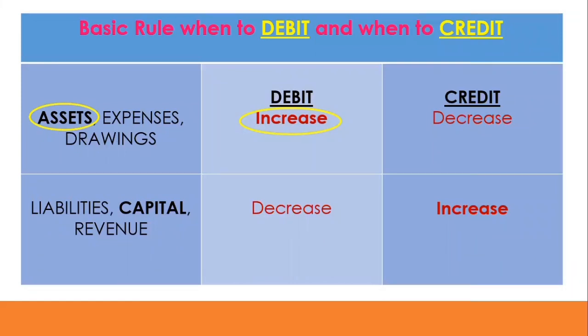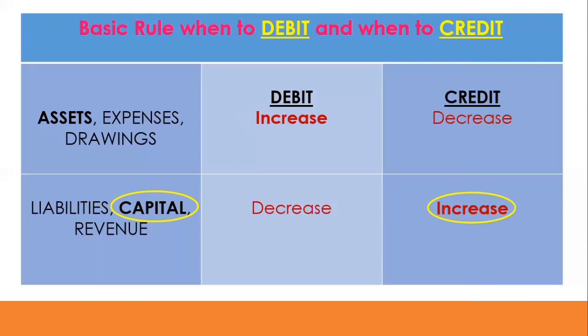Now, based on the rule, if we increase our assets, expenses, and drawings, we need to debit the account. Otherwise, we credit it. On the other hand, if we increase our liabilities, capital, and revenue, we credit the account. Otherwise, we debit it. Now, since cash is an asset, we will encircle asset, and since this asset will increase, we debit it. On the other hand, since Paul Capital is a capital account, as you can see on the tabulation, we encircled capital because Paul Capital is under capital. And since Paul Capital will increase our capital, we encircled increase, and therefore we will credit the account.